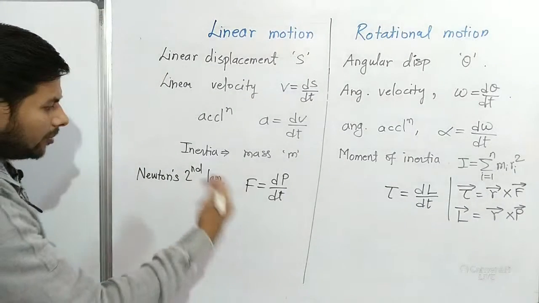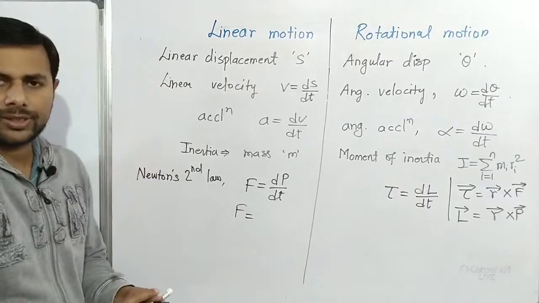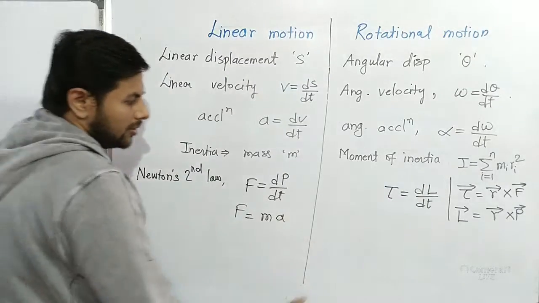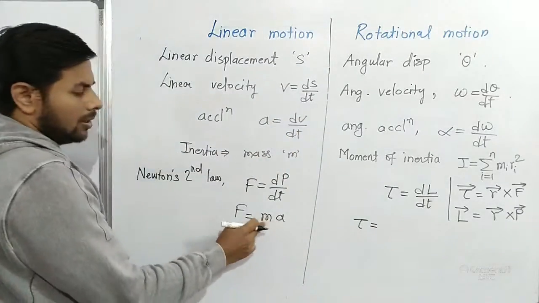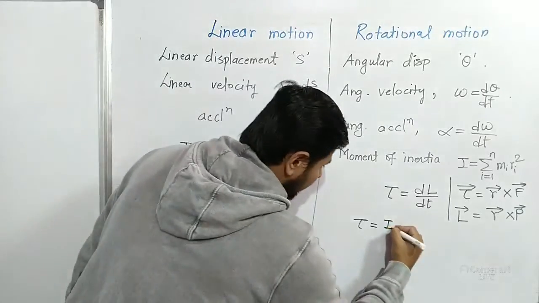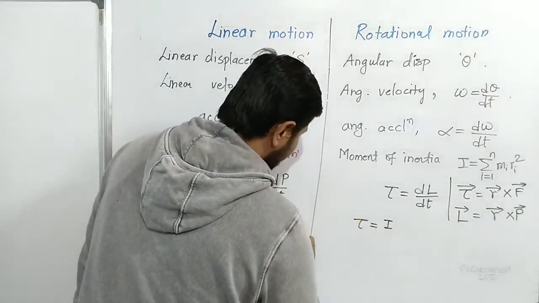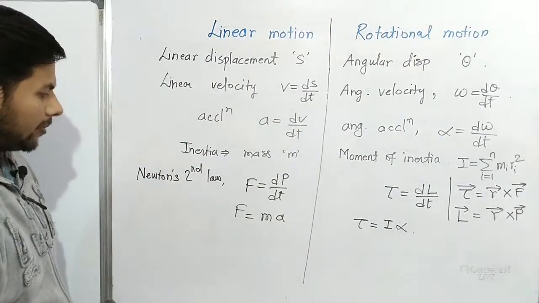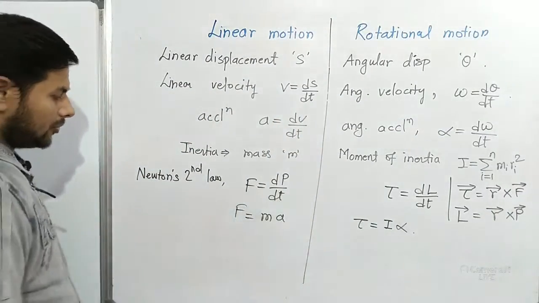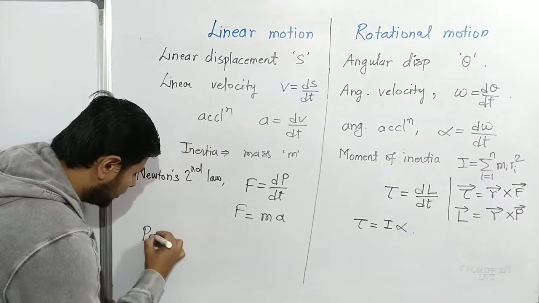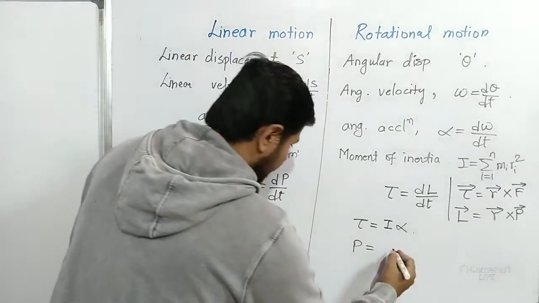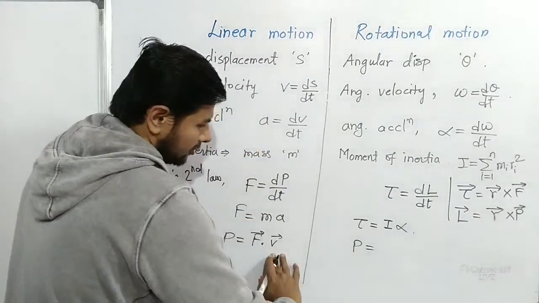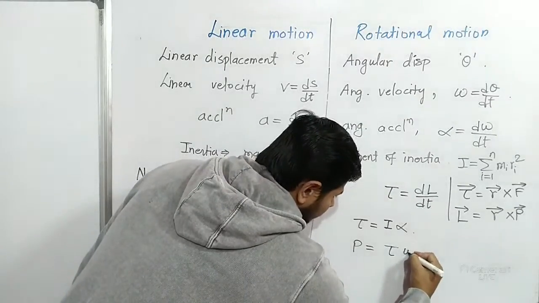Before that, we have another statement of Newton's second law: F equals mass times acceleration. Similarly here we can write torque equals I, the analogous quantity of mass, moment of inertia, times alpha, the analogous quantity of acceleration. So this is for Newton's second law. Then what about power? We don't have to remember it. It is the dot product of the analogous quantity of force and the analogous quantity of velocity. So it is the dot product of tau and omega.